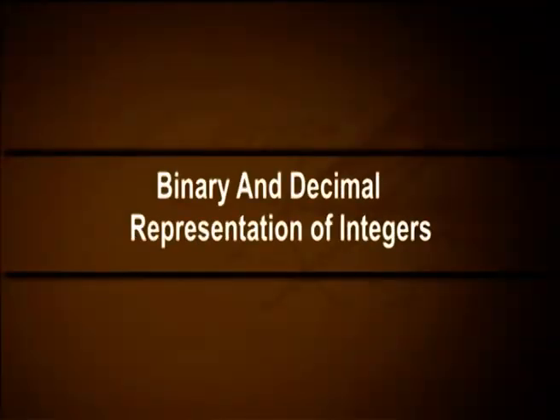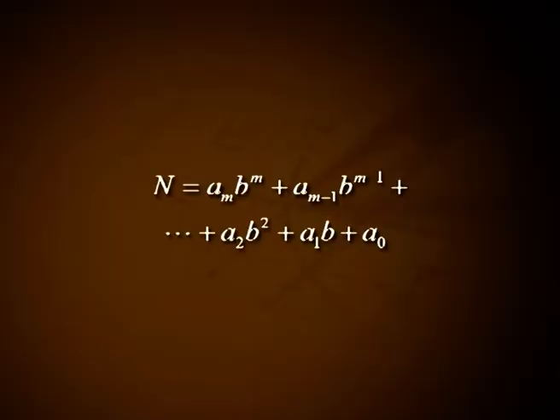Binary and decimal representation of integers. Lemma. Given an integer b greater than 1, then a positive integer n can be written uniquely in terms of powers of b as n = a_m b^m + a_{m-1} b^{m-1} + etc. + a_2 b^2 + a_1 b + a_0, where the coefficient a_k can take on b different values 0, 1, etc., b minus 1.